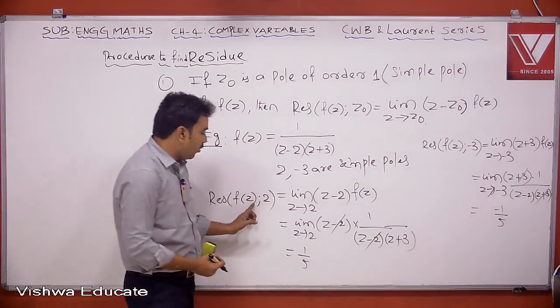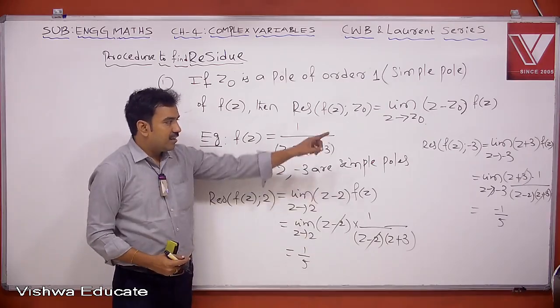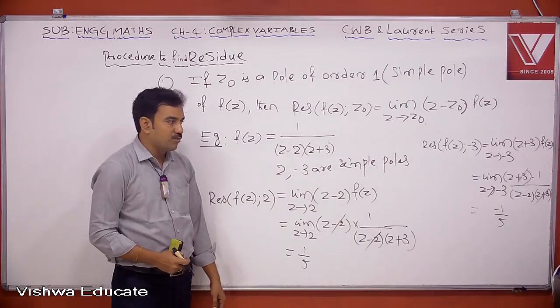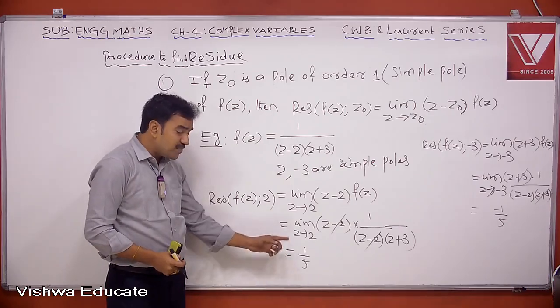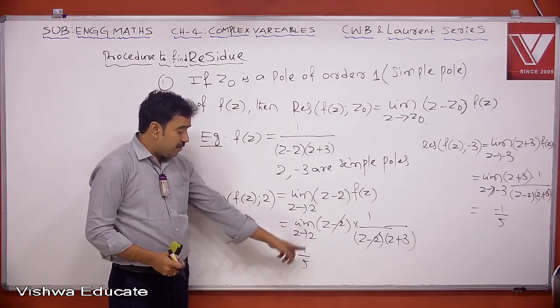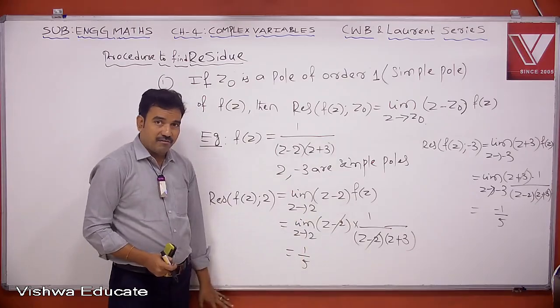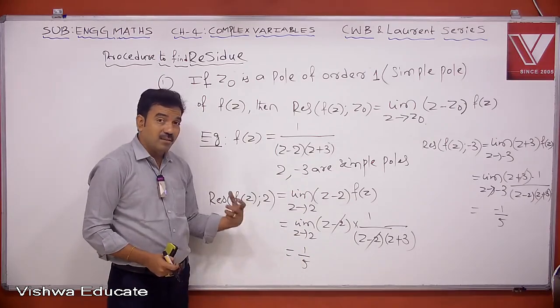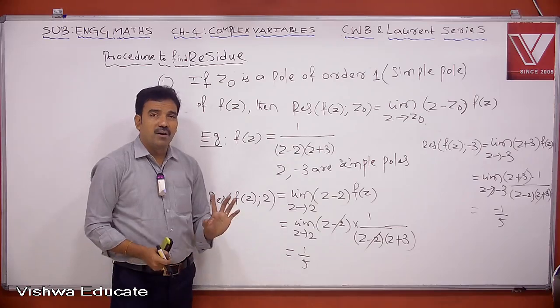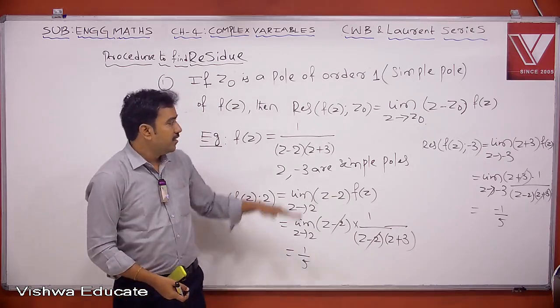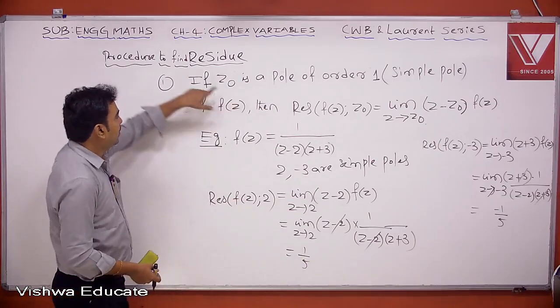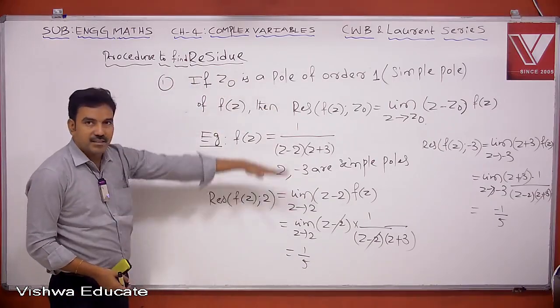So residue at 2 is 1 by 5. Residue at minus 3 is minus 1 by 5. Now look at the magic. When you add 1 by 5 and minus 1 by 5, the result will be 0. So here the sum of residues is 0. The sum of residues concept is very powerful for contour integration. Okay, so write this case 1 followed by these examples.